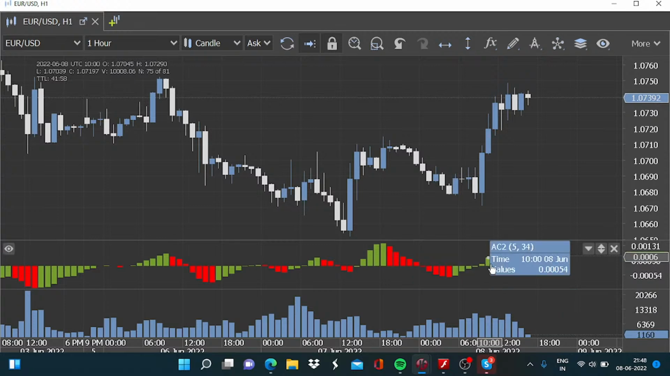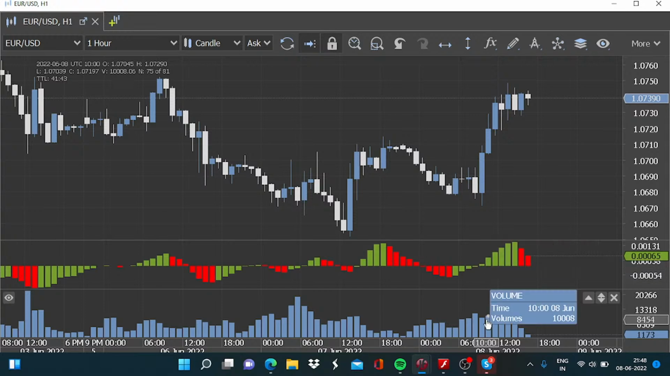And in this instance, we don't really see that happening here. As you can see, the AC2 output value has gone from 0.00013 to 0.00054, so that has more than doubled, but there is no corresponding rise in the volume data, so we will avoid it here.